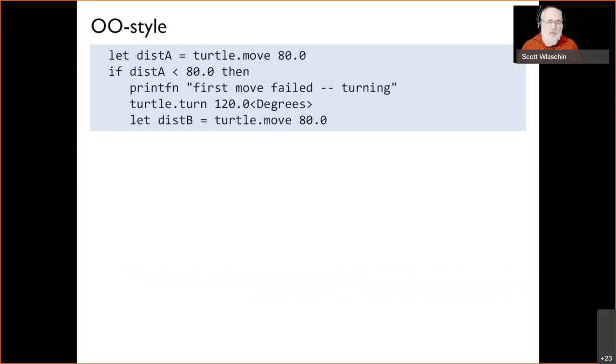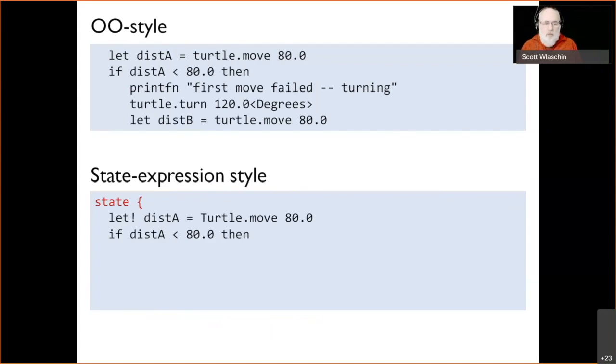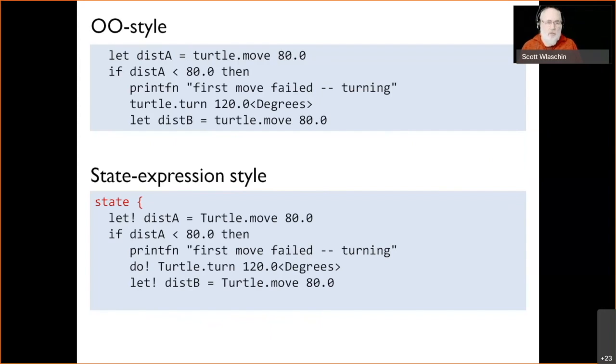checking the distance, then turning, whatever, and the state expression style, the state expression looks very similar to the OO expression, almost identical. The difference is that in the OO version, this move function is working with the hidden mutable state. So it's not transparent. So I can't really see what the inputs and the outputs are. So it's not very testable.